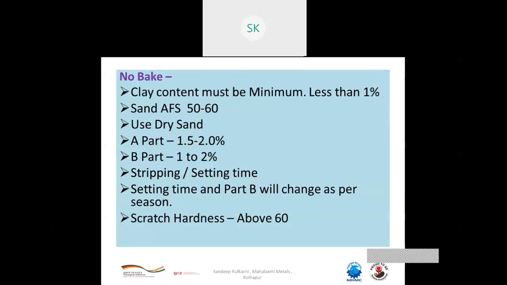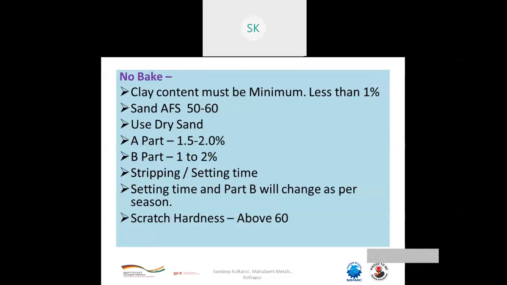Then we go to Novec. Novec is basically a two-part Novec we are talking about mostly here. AFS required is 50 to 60. Clay content, as always, less than 1%. The less the clay, your resin consumption will be low and your scratch hardness will be good. Use dry sand again here.